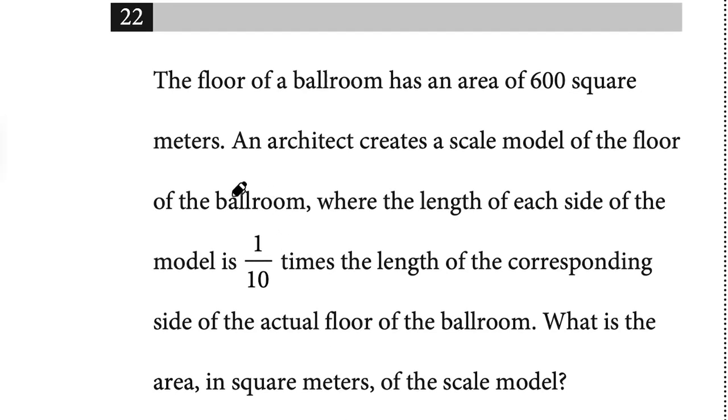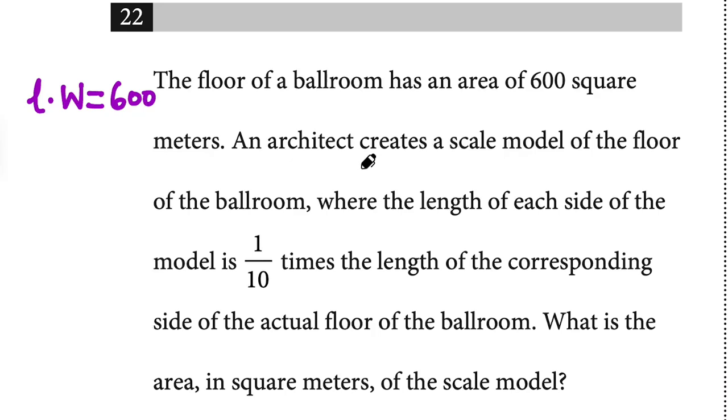Question number 22 is, the floor of a ballroom has an area of 600 square meters. So that means the ballroom is a rectangle, and the area of the rectangle is length times width, which is equal to 600. That is given. This English language we have converted into a mathematical statement.